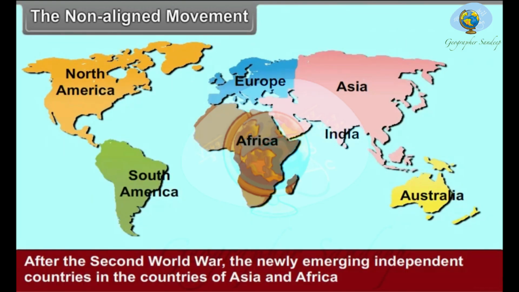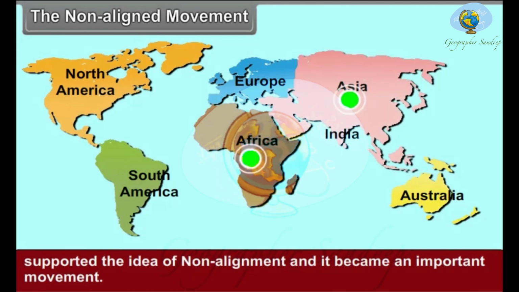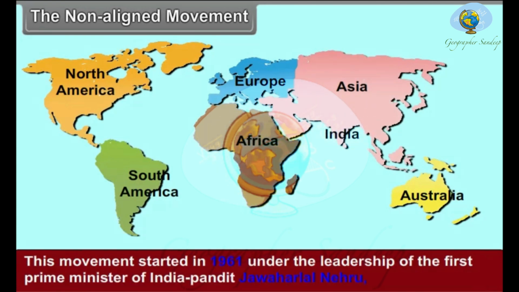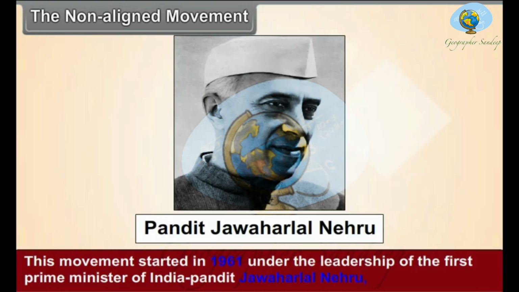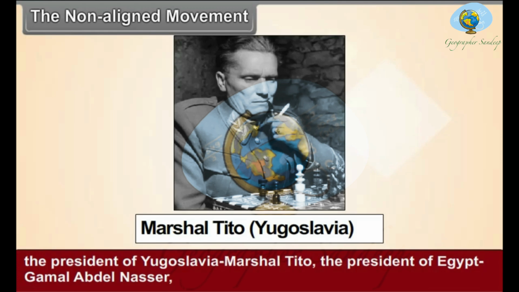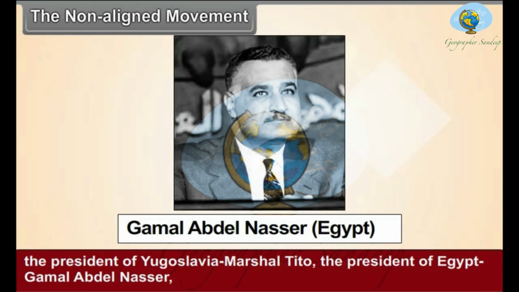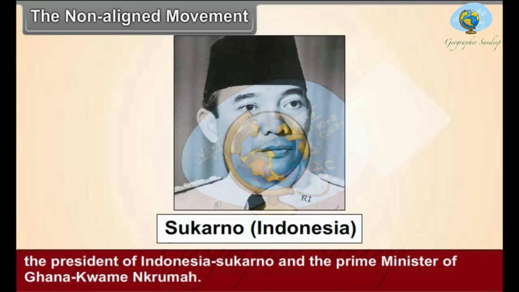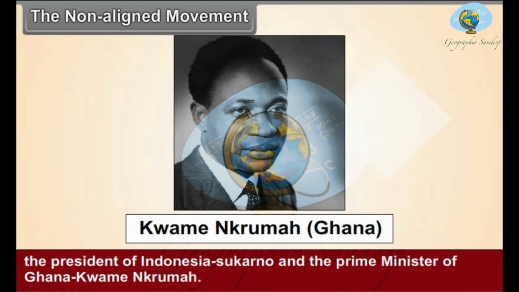The non-aligned movement. After the Second World War, the newly emerging independent countries in the continents of Asia and Africa supported the idea of non-alignment and it became an important movement. This movement started in 1961 under the leadership of the first Prime Minister of India, Pandit Jawaharlal Nehru, the President of Yugoslavia, Marshal Tito, the President of Egypt, Gamal Abdel Nasser, the President of Indonesia, Sukarno, and the Prime Minister of Ghana, Kwame Nkrumah.